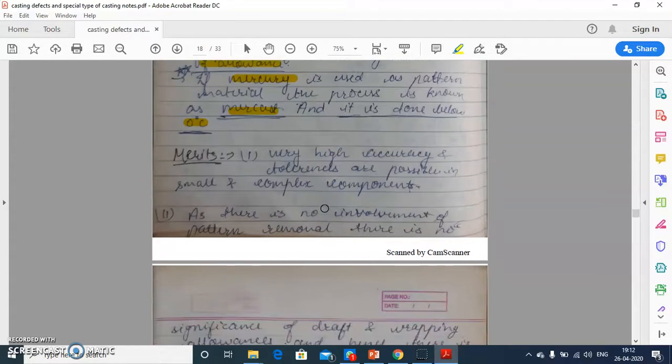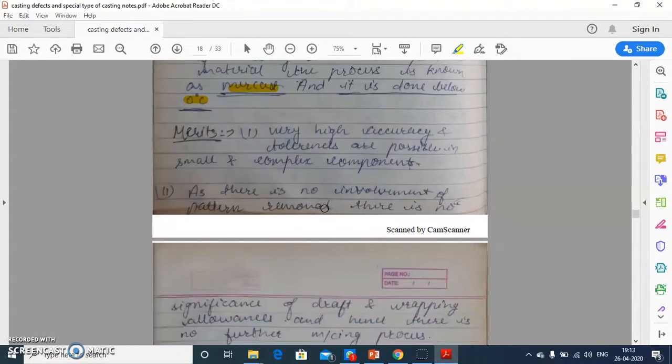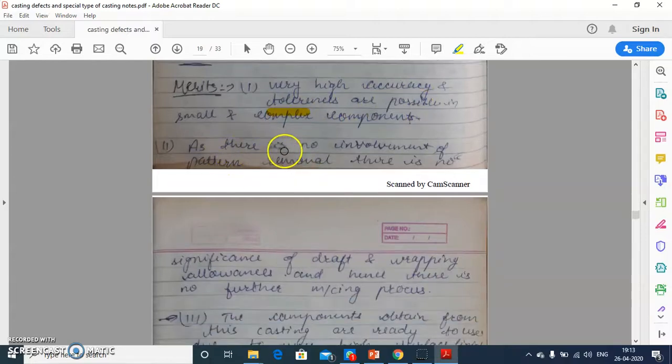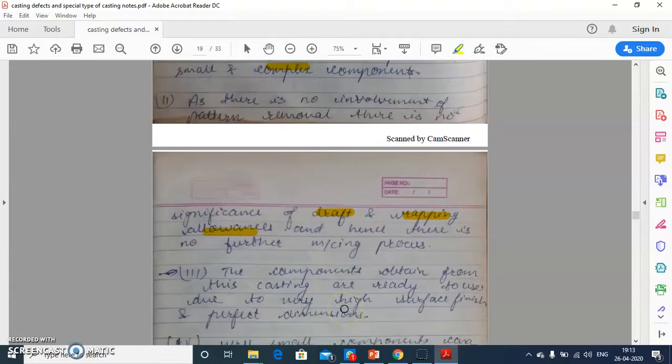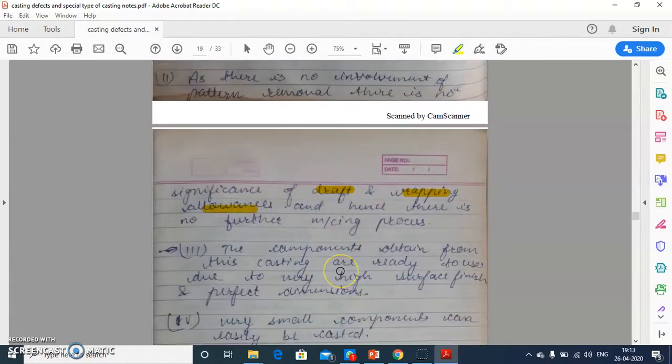What are the merits of this investment type of casting? Very high accuracy and tolerance are possible in small and complex component, as I discussed with you. As there is no involvement of the pattern removal, there is no significance of draft and wrapping allowance, hence there is no further machining process.